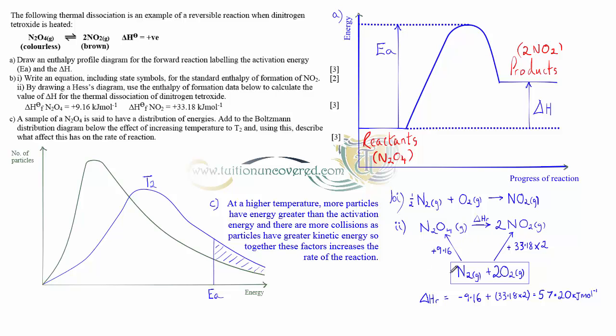To make those, I needed N2 and 2 O2s. That would make my N2O4, and it would also make 2 NO2, so my Hess cycle is complete. Now, delta H R, down that arrow, minus 9.16, up that arrow, positive 33.18 times 2, gives me 57.2 kilojoules per mole. Hopefully you got the same. Now let's go on to the other answers.